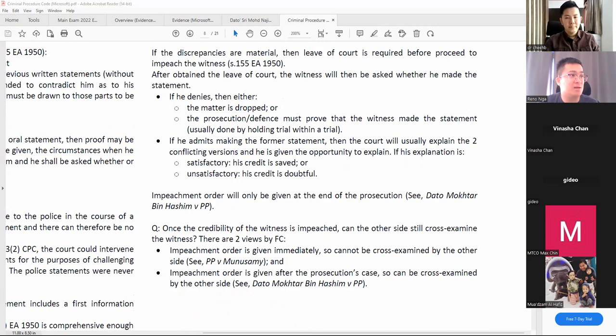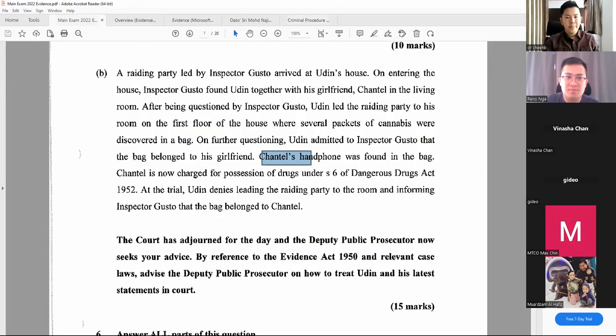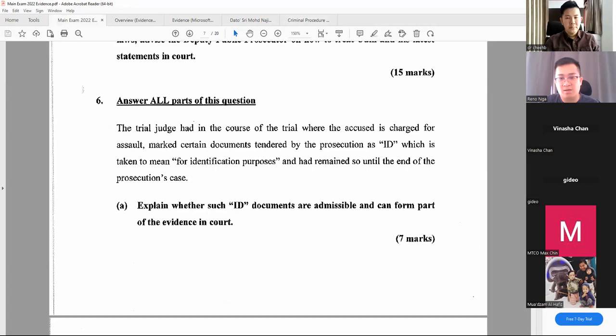Let me see how many marks there are. 15 marks. So I think it's okay, right? No checkbox, I think it's fine. Then, number six, I believe nobody can answer number six, including myself, so I cannot answer.